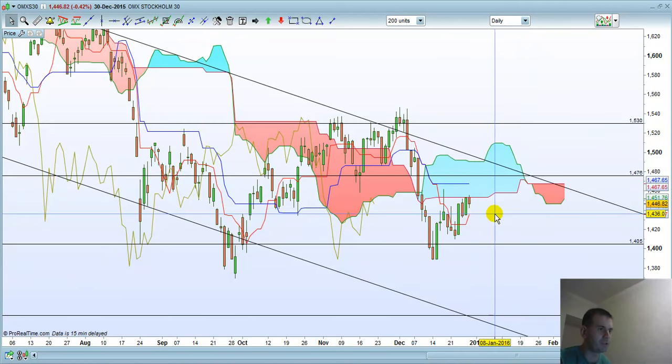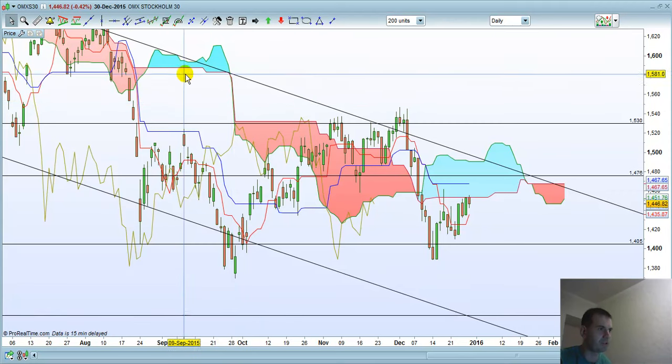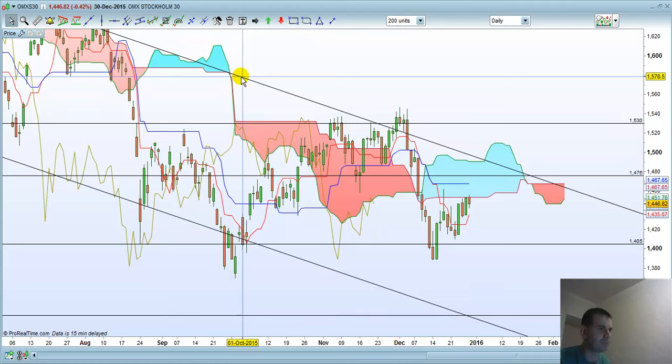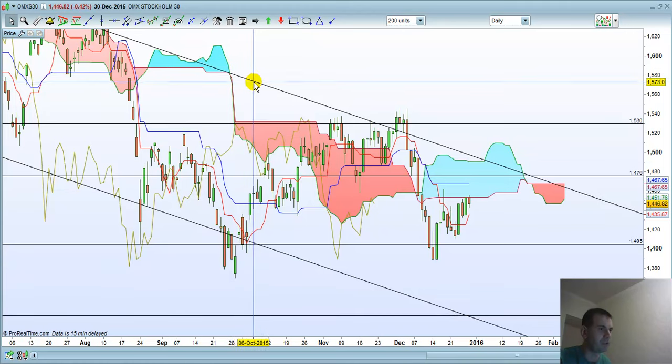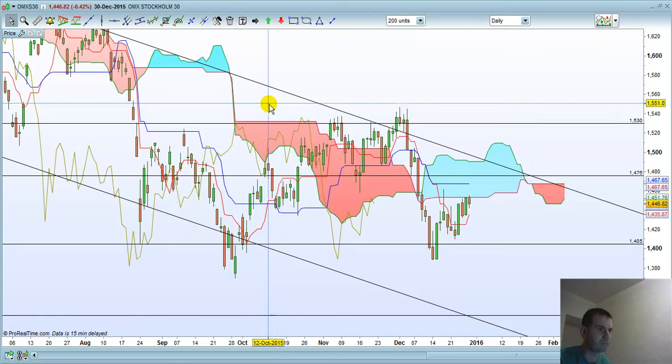The overall trend also is descending, is bearish, as the descending channel indicates.